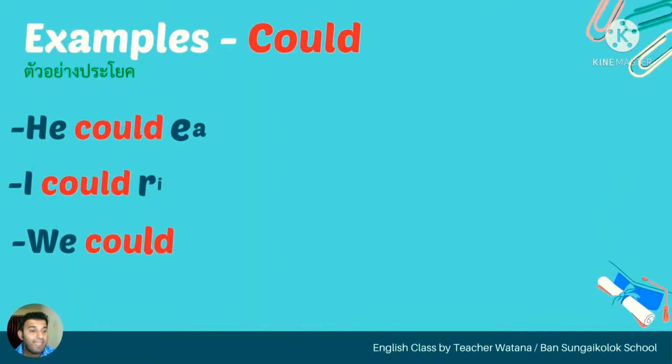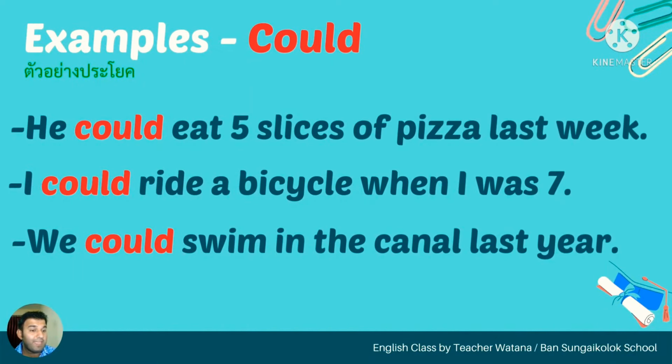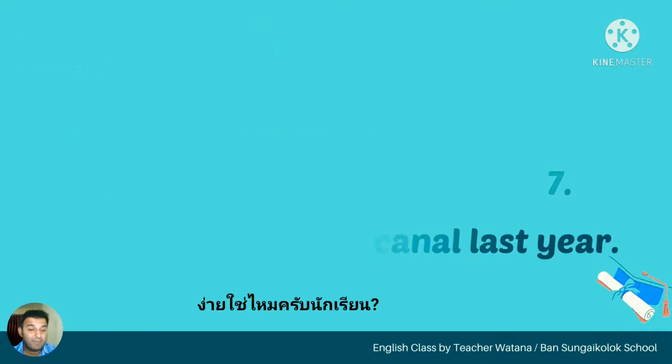For the examples of how to use could, remember we use could for actions in the past. He could eat 5 slices of pizza last week. I could ride a bicycle when I was 7. We could swim in the canal last year. All these actions are already gone or have been done. That's why we use could. Okay, students, I think it's easy for you, right? Now we move to the next page.